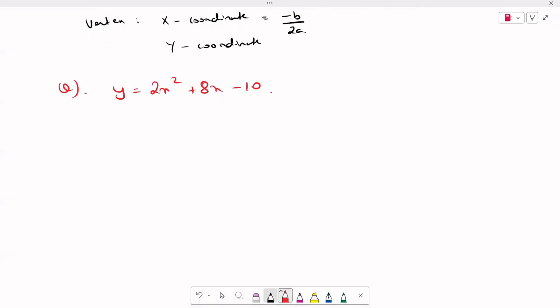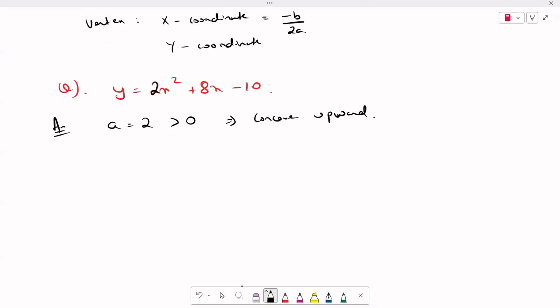So the value of a, which is equal to 2, is greater than 0, because a is the coefficient of x², the constant number which is with x squared. This indicates that I will have a concave upward parabola.